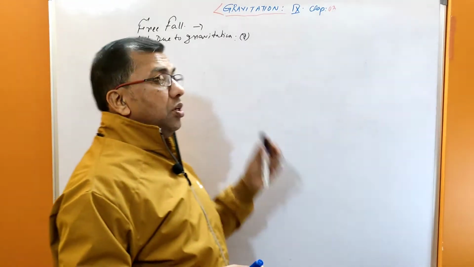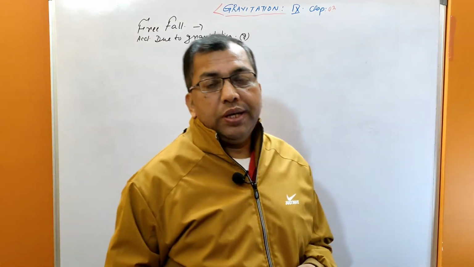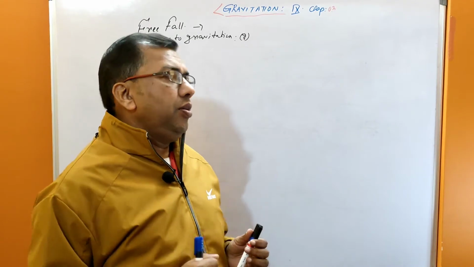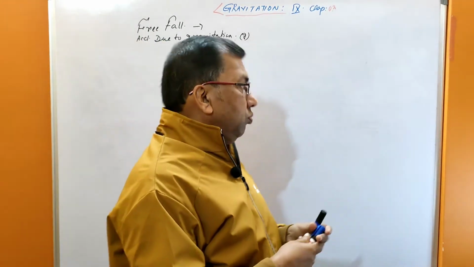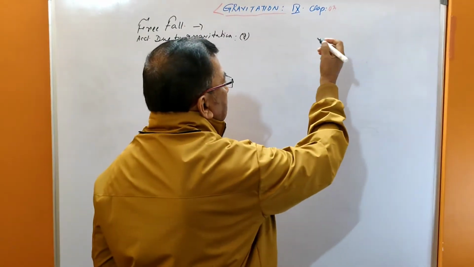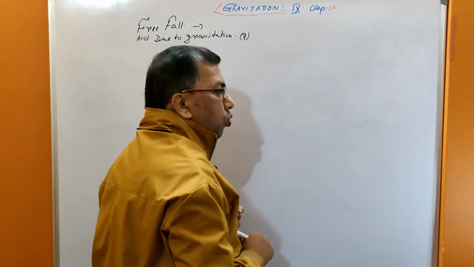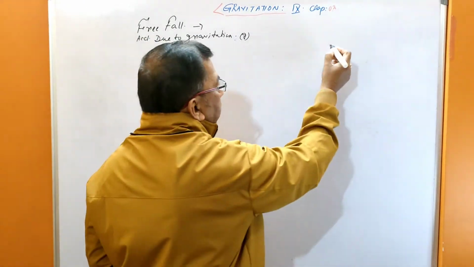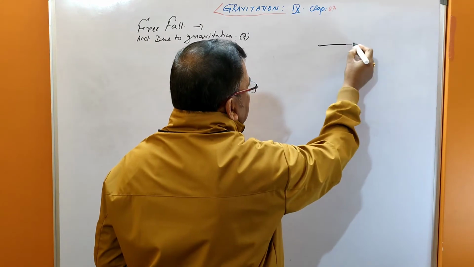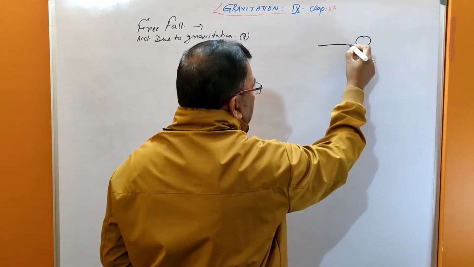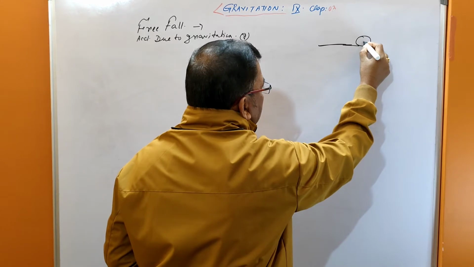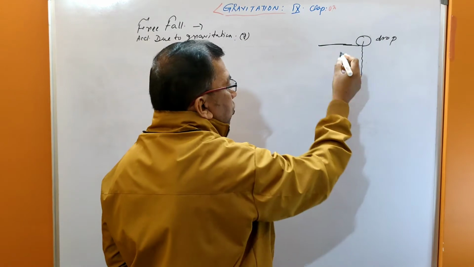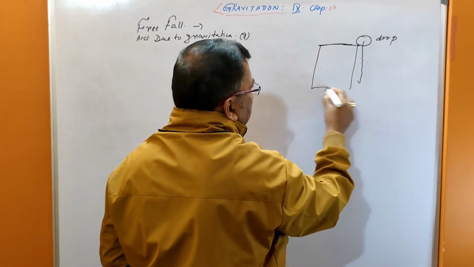So now let's start. What is acceleration due to gravity and what is free fall? What is free fall? See, you are dropping a stone or an object from the top of a building. The stone is dropped from the top of a building.